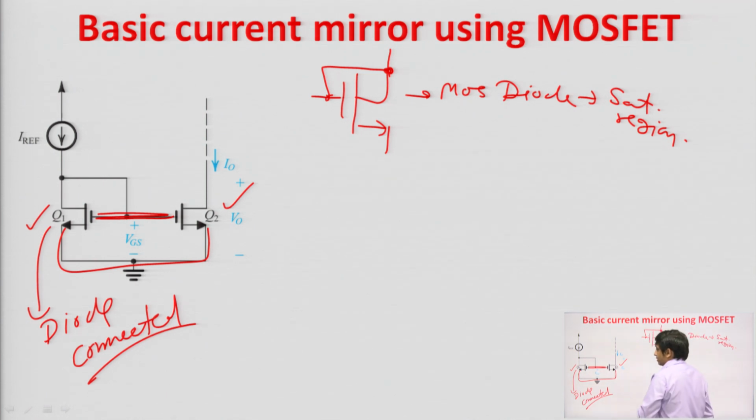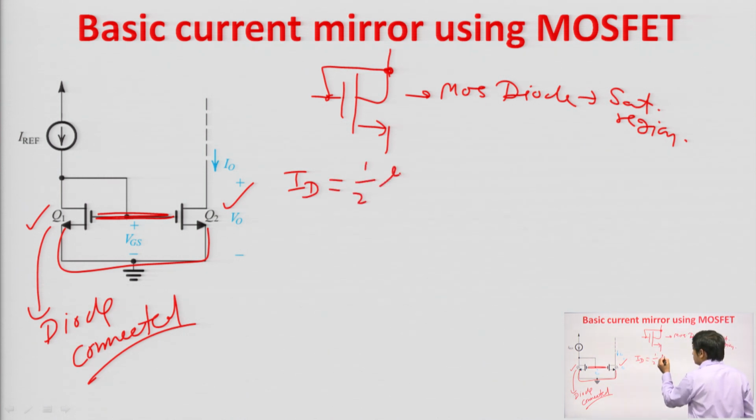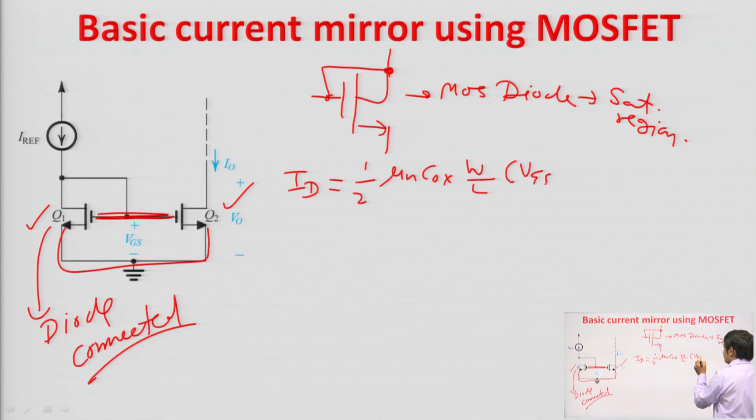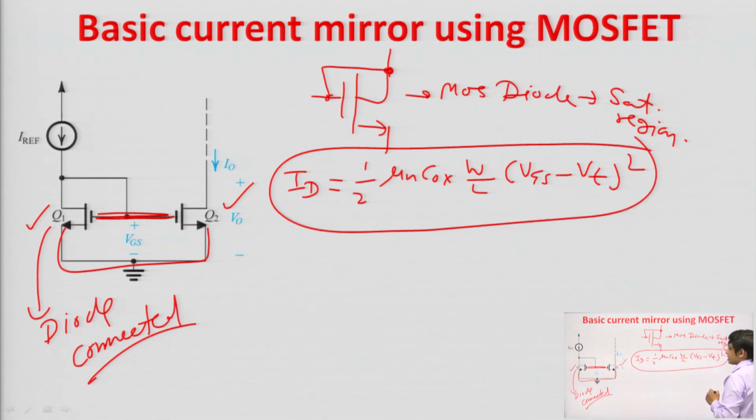Now, see, if VGS of Q1 and Q2 are the same, it means that the output current will be equal to the input current, the drain currents will be equal, provided Q1 and Q2 are in saturation. And we know the drain current equation in the saturation region, that is 1/2 mu n COX W/L (VGS minus VT) whole squared. This is the drain current equation in the saturation region.